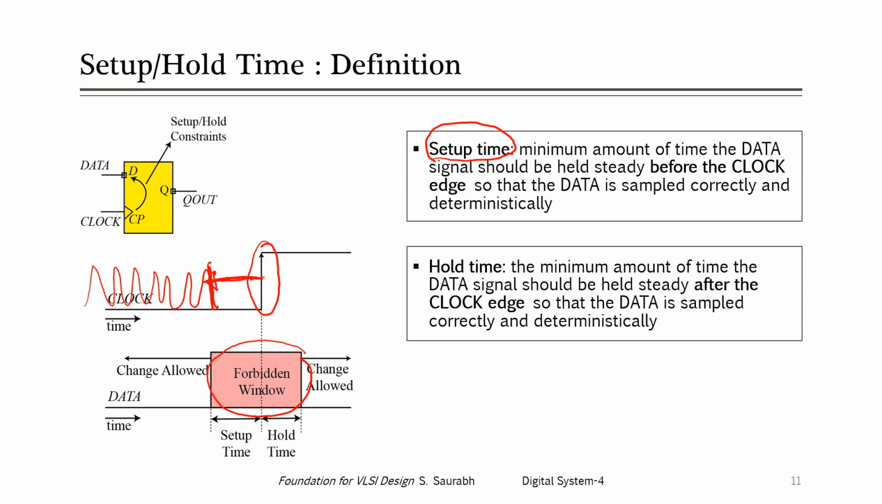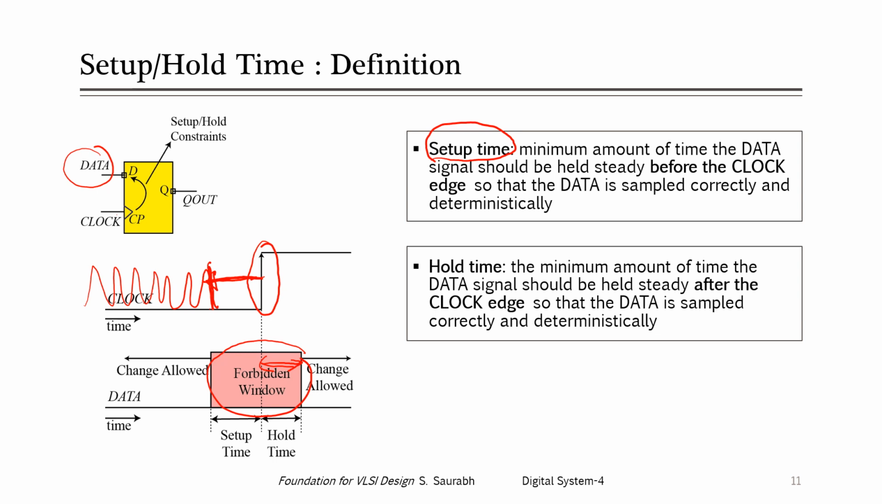Similarly, we have a forbidden window on the other side, after the clock edge, and that defines the hold time. So what is hold time? The minimum amount of time the data signal should be held steady after the clock edge, right? So after the clock edge, the data, meaning the value at the D pin, shouldn't change for some time, so that the data is sampled correctly and deterministically.